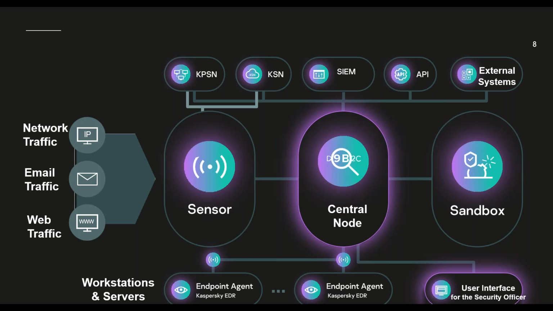Okay, this slide right here is very important. I know it's not very easy to understand if you look at it the first time, but you're going to understand in a few seconds. So the idea is that on the left side, we have the network traffic, the email traffic, and the web traffic, right? So those three components are very important, and we need to keep an eye on all of them, right?